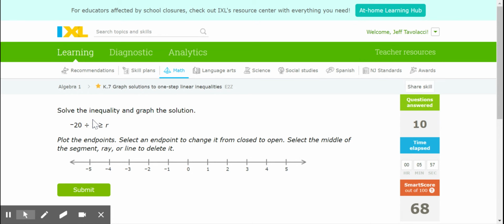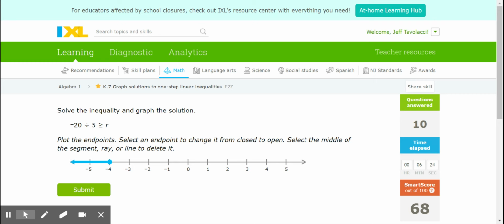Okay, now over here, this is negative 20 divided by 5. Negative 20 divided by 5 is negative 4. Negative 4 is greater than r. I'm going to include that point because it's equal to, but if I write negative 4 is greater than r, that means r is less than negative 4. So the inequality is going to have to face in this direction.